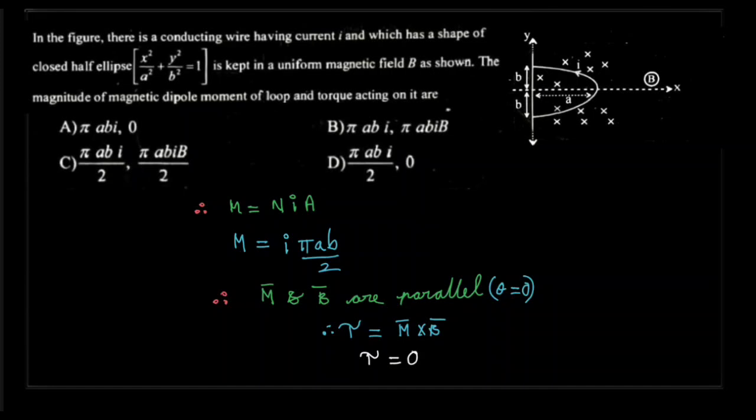The answer is pi AB I by 2 and this torque is 0. That's the answer for this question. Next one.